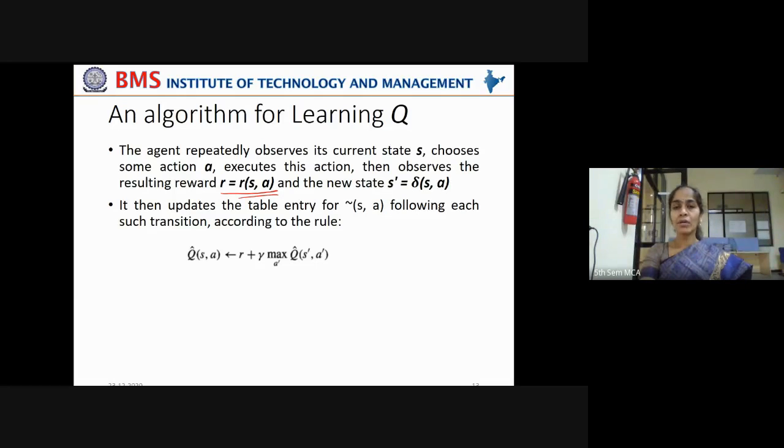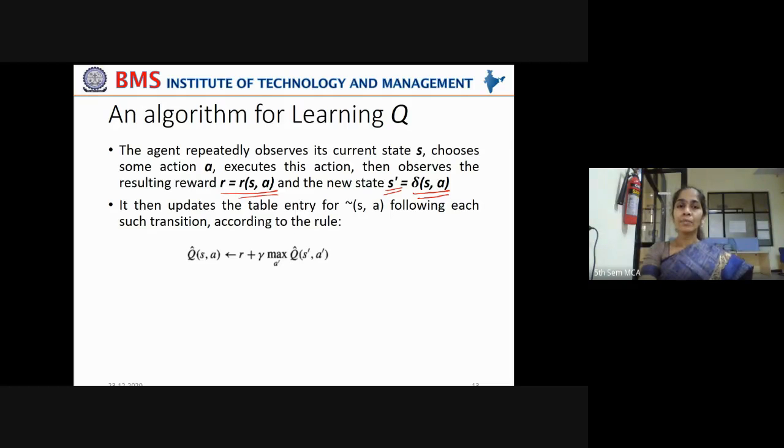R of SA and the new state. What is the new state? How is the new state represented? S dash, which is nothing but the change in the current state. Change is always denoted by delta. So delta S of A. What is the change by taking an action A in the state S, that is S dash.